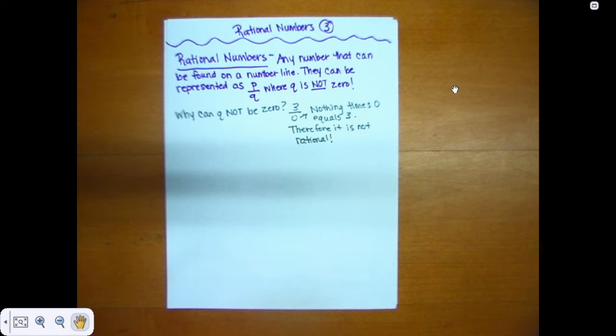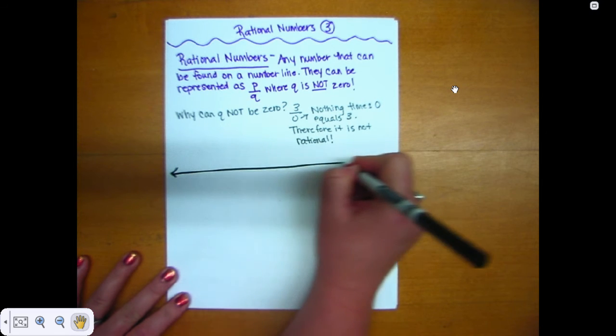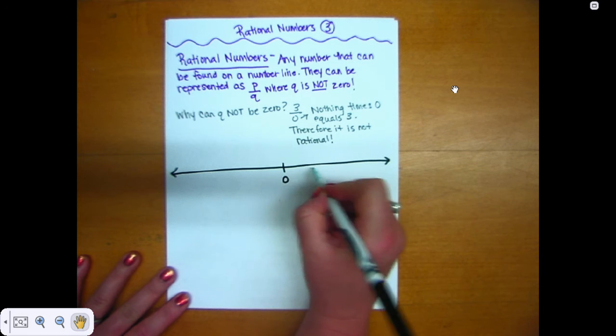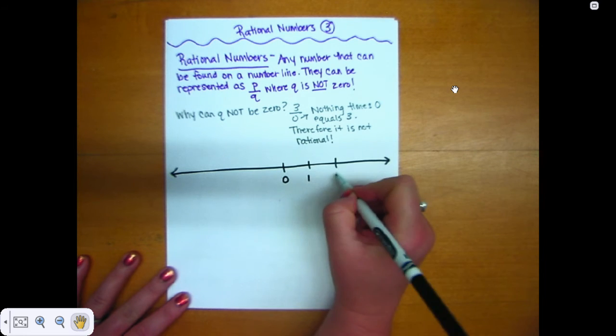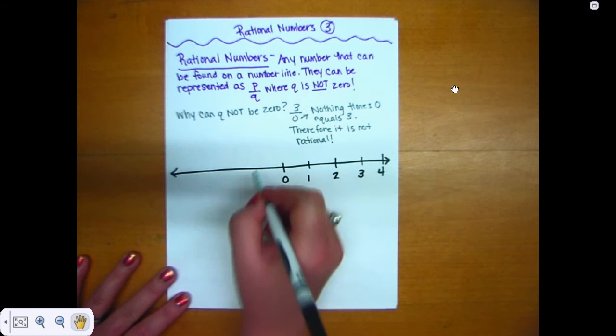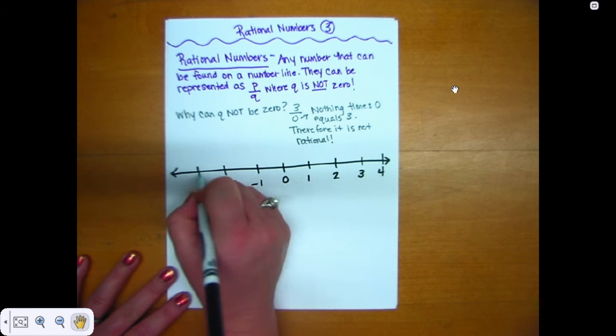Okay, so if rational numbers can be represented on a number line, what can rational numbers be? Let's go ahead and draw us a number line. And I'm going to put my 0 in the middle. And I'm going to kind of space out my numbers here because we're going to be talking about what would be in between all of these numbers.